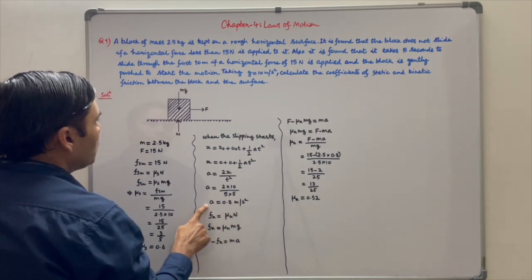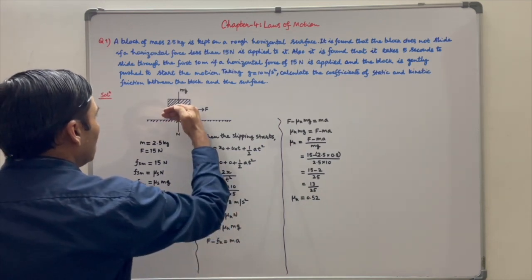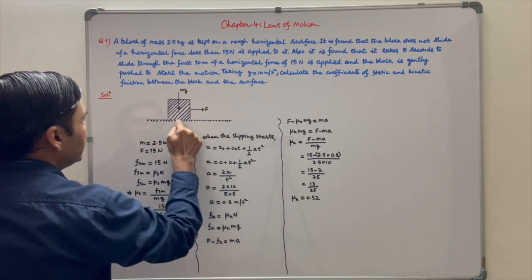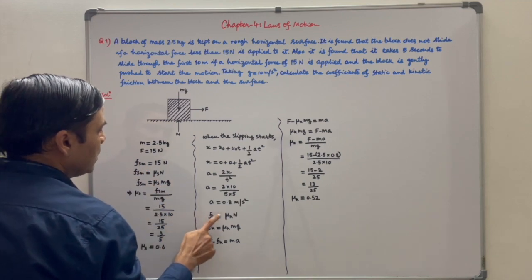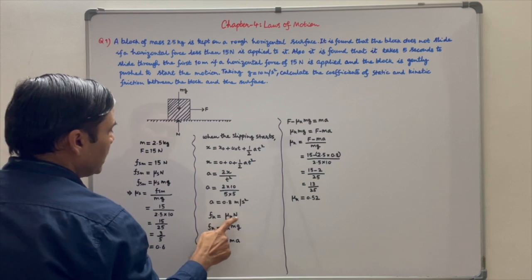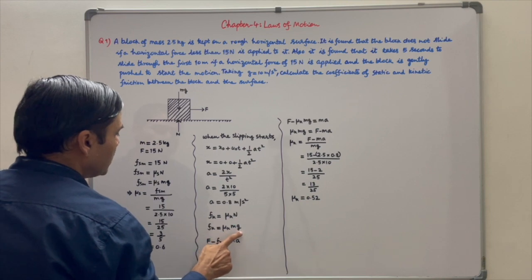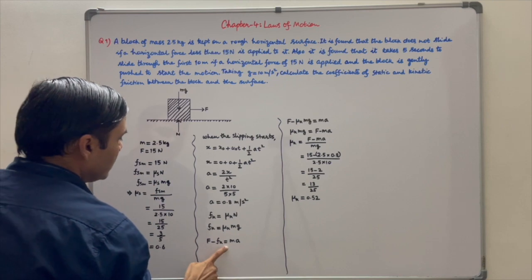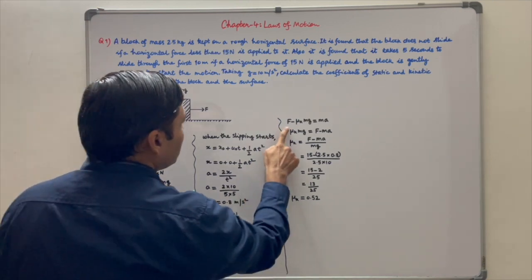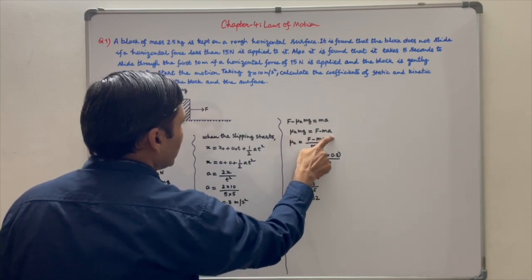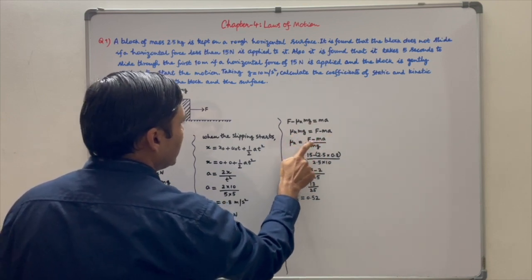Kinetic friction will oppose the motion, so it will work in this direction. So resultant force will be F minus Fk. Fk is given by mu k N, where mu k is coefficient of kinetic friction, N is normal reaction, N is equal to mg. So Fk is equal to mu k mg. Now resultant force is F minus Fk, and that is equal to ma. So F minus mu k mg is equal to ma, or mu k mg is equal to F minus ma, or mu k is equal to F minus ma upon mg.